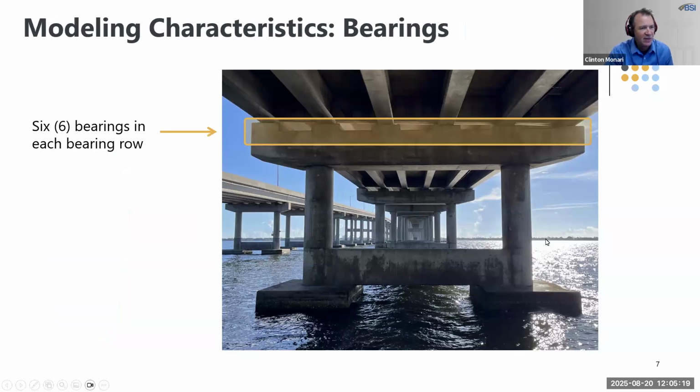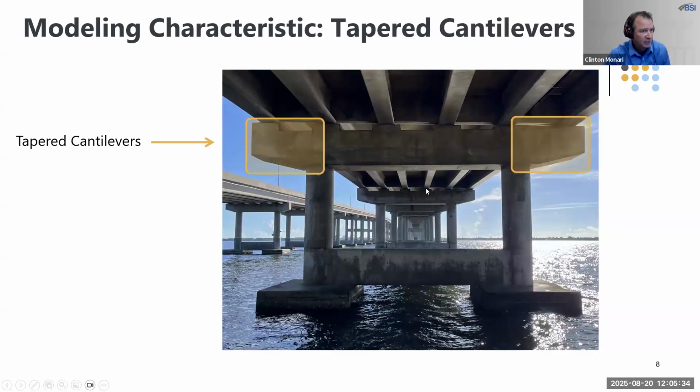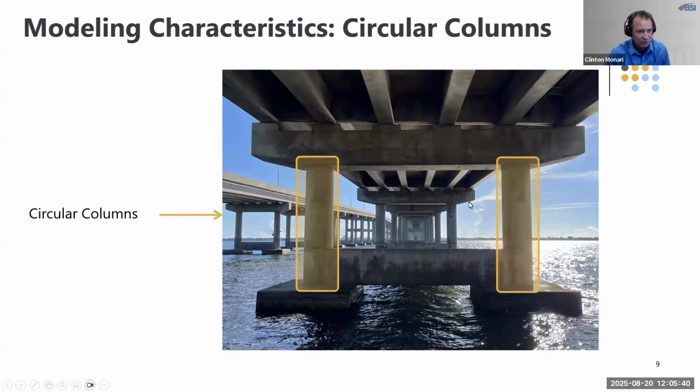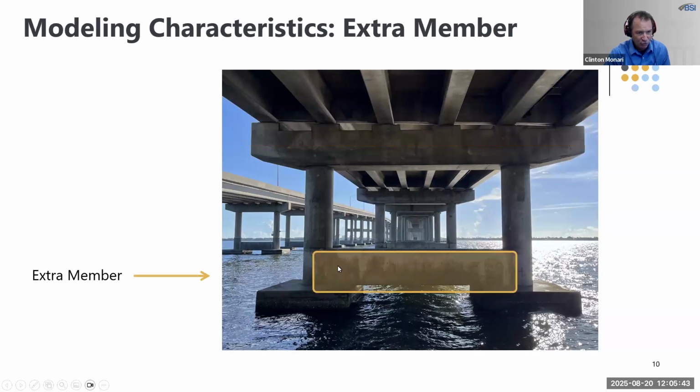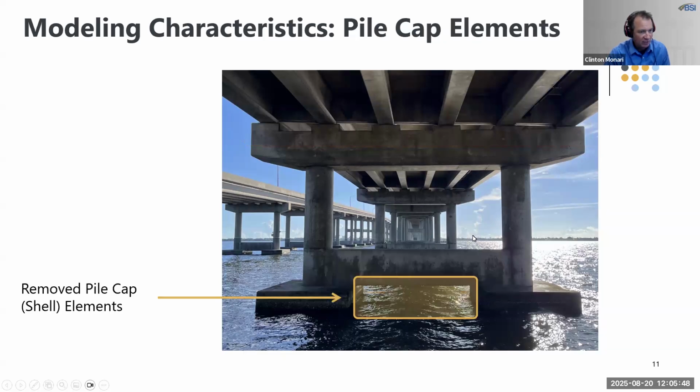So that's our pier. Some characteristics make this pier a good candidate for the demonstration of a bunch of the features in MultiPier today. There are 6 bearings in each row, and there are 2 rows of bearings. We have tapered cantilevers. We have circular columns, 2 of them. We have an extra member laid across the pile cap at the base of the 2 columns. And then we also have essentially 2 platforms with a gap in the middle where the water can flow through. And so we're going to remove shell elements in MultiPier to achieve that.